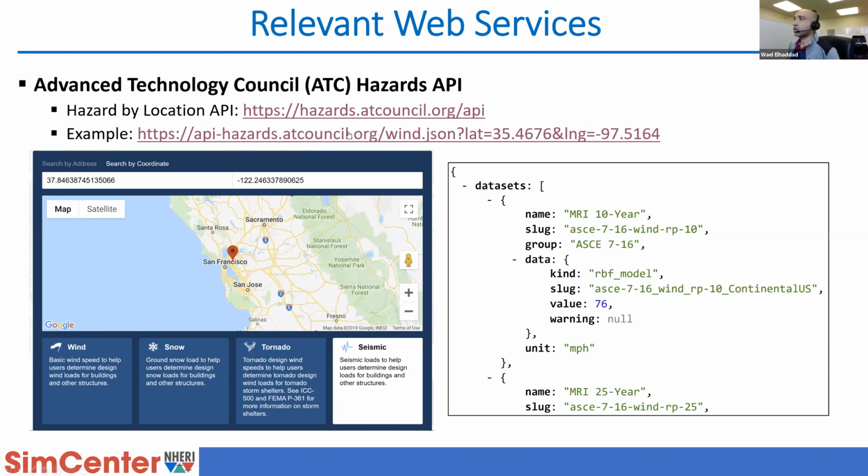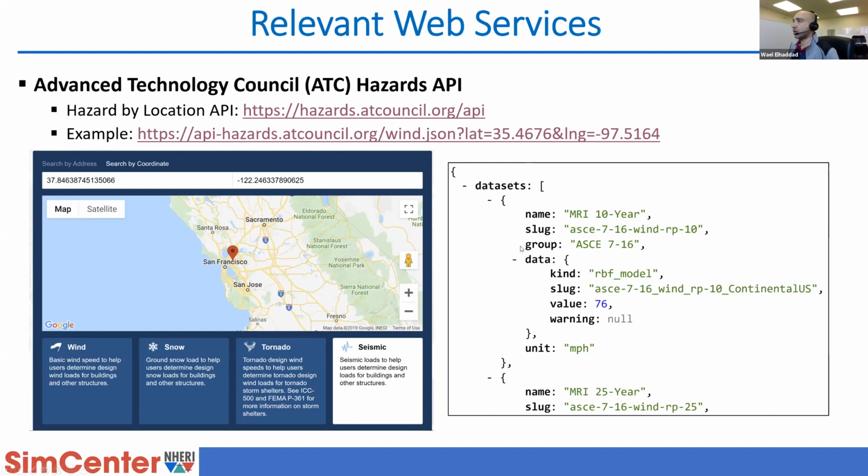So what I want to point out is an example of how you can use this API to get hazard data. If we click on this link, the output is this JSON file. We are doing a GET request using this link, and this GET request defines some of the input parameters like latitude and longitude.